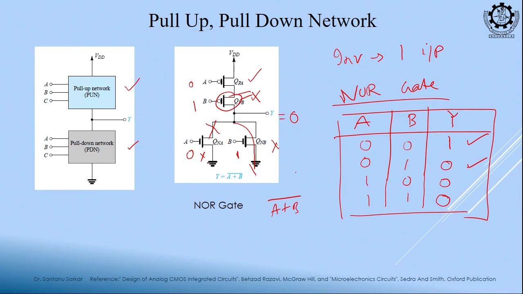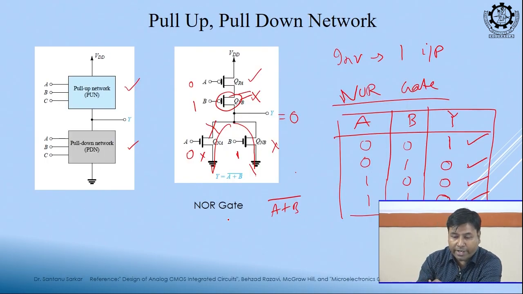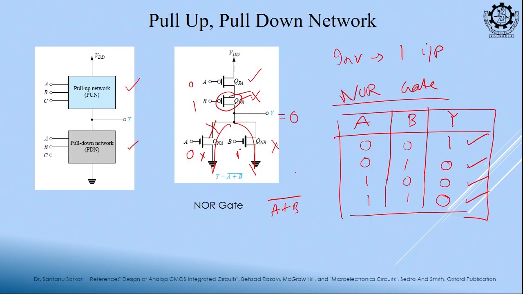This is parallel, right. So, if I interchange this, still it will be shorted to ground. If both of them are on, still it is shorted to ground. Easy, no? So, which gate is this? NOR gate. Similarly, you see in the NOR gate, NMOS are in parallel, PMOS in series.